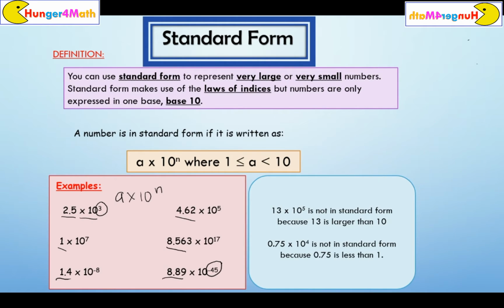And here are the examples that are not in standard form. We have here 13 times 10 to the power of 5. It is not in standard form because 13 is larger than 10. Second, we have 0.75 times 10 to the power of 4. Again, it is not in standard form because 0.75 is less than 1.